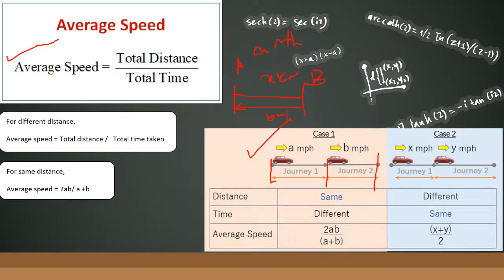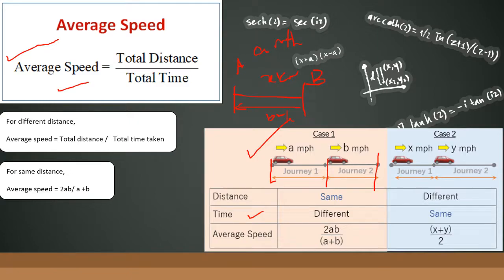Whereas in the second case, if you could observe, the distance in journey 1 and the distance in journey 2 is different, but the time again is same. So when the distance is different and the time is same, maybe your average speed is given by (x plus y) by 2. But when the distance is different and the time is also different, it's better to go with the average speed as total distance by total time taken.